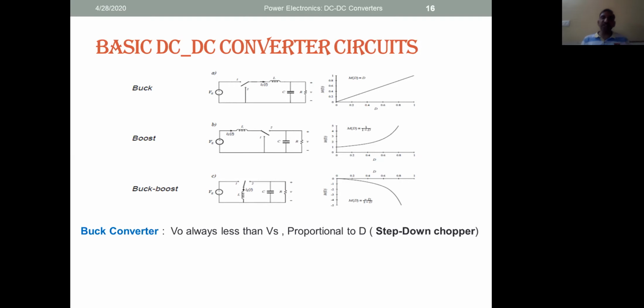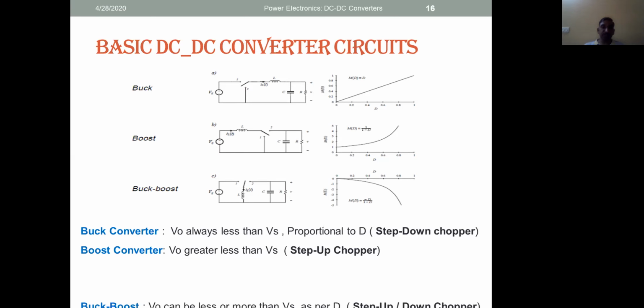So for a buck converter, V0 is always less than Vs. So it is called buck. Buck means step down, and it is proportional to duty cycle. Boost converter, V0 is greater than Vs. This is quite interesting to see that my input voltage is less, output voltage will be higher. Then how do we get the rest of the voltage, which is beyond the source voltage?